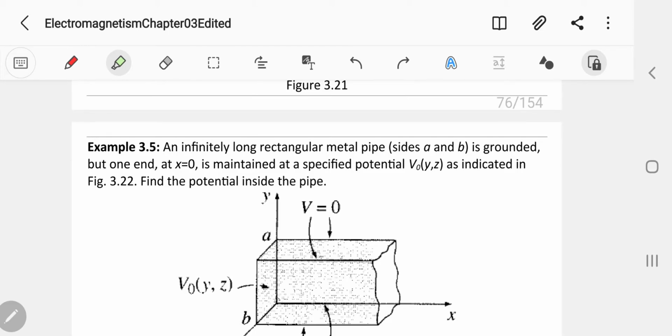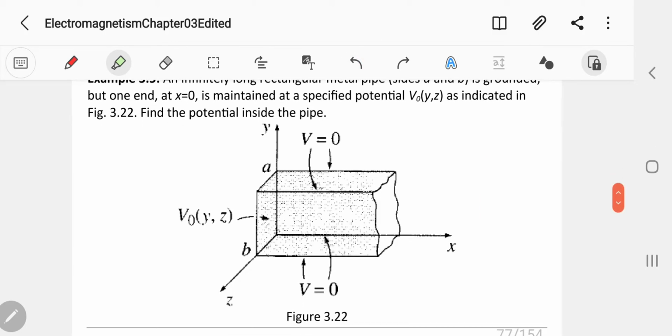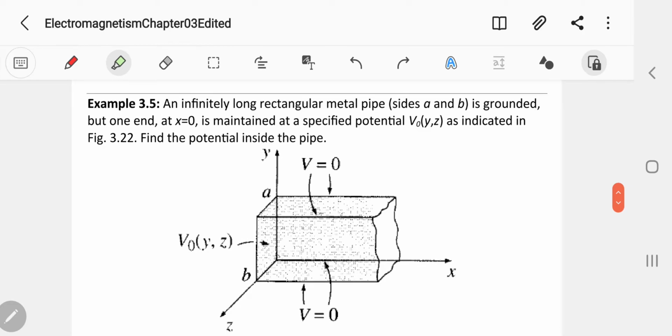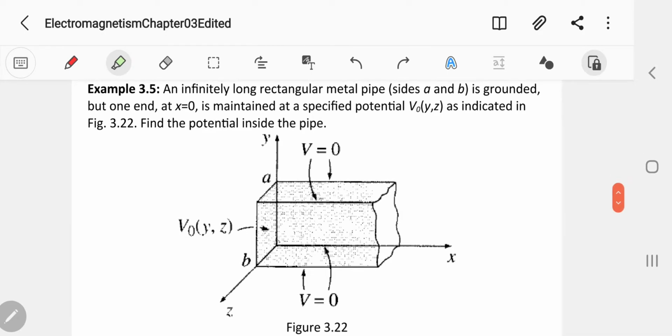An infinitely long rectangular metal pipe, sides a and b, is grounded. So that means the potential is equal to 0. But one end is maintained at a specified potential V0(y,z), as indicated in figure 3.22. Find the potential inside. Again, the potential inside is 0 because there's no charge inside.